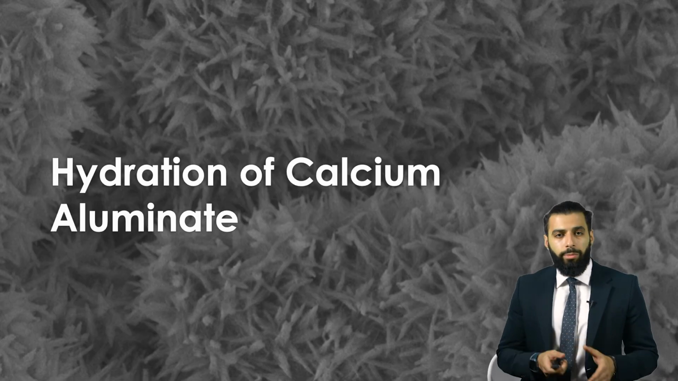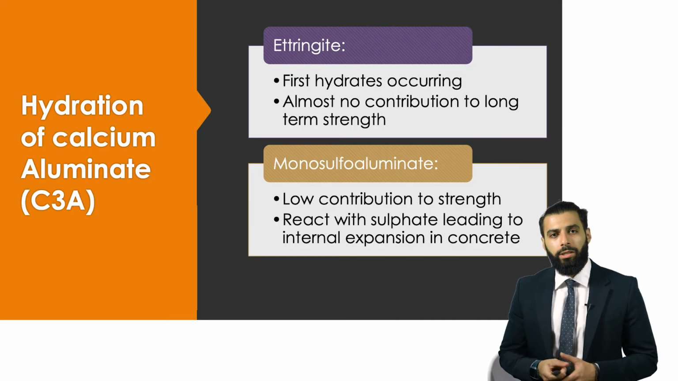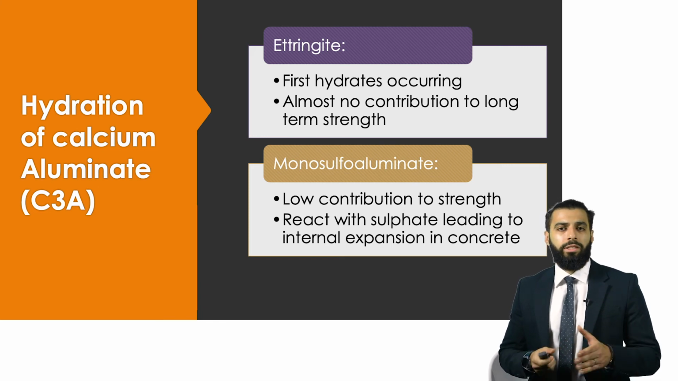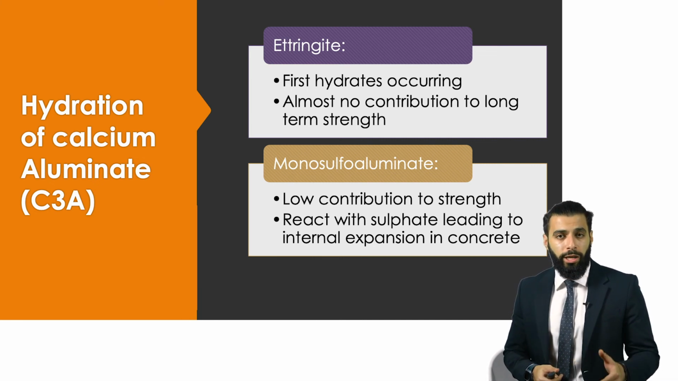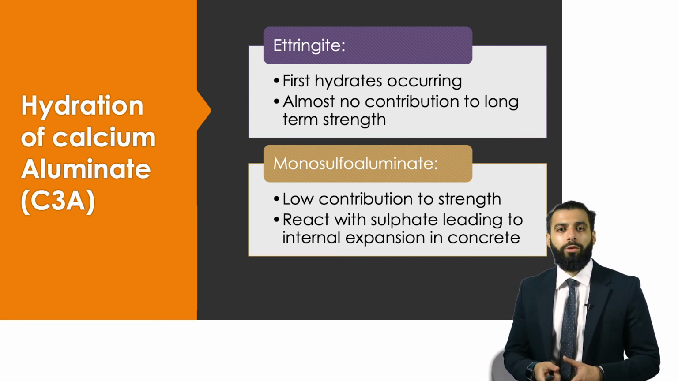When we look at the calcium aluminates, the hydration process results in different products. For the hydration of C3A, there are two main products that we now look at. So it's ettringite, which is the first hydrate that's produced, and then monosulfur aluminate, and that's produced after the ettringite is produced. So in order to produce monosulfur aluminate, you need to have ettringite present, and then the ettringite reacts, and the final product that results from the hydration of C3A is monosulfur aluminate.